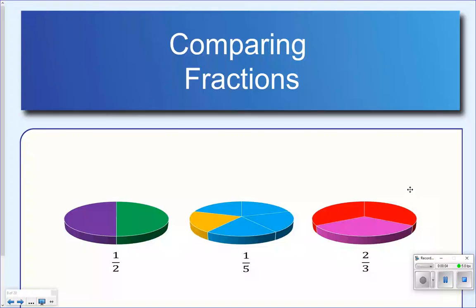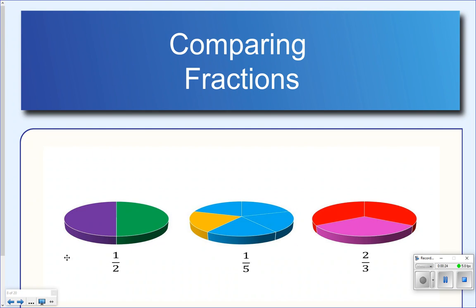Our lesson today is comparing fractions. What is comparing fractions? Comparing fractions is to recognize which fraction is bigger and which one is smaller. Here I have 1 over 2, 1 over 5, and 2 over 3. How do we recognize which of them is the biggest one?